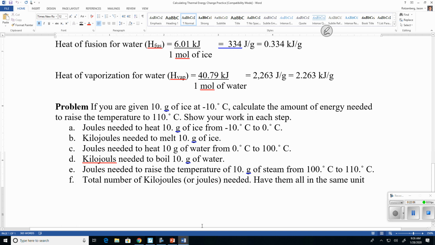The original question asks, calculate the amount of energy needed to make all of this happen. So Drew, what should we do then to finish this problem? Because we didn't calculate the total energy. We just calculated 5 parts. We should add them all together.